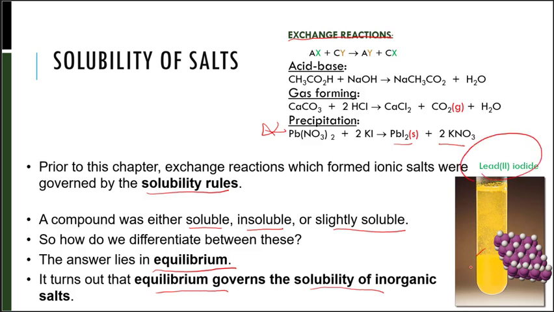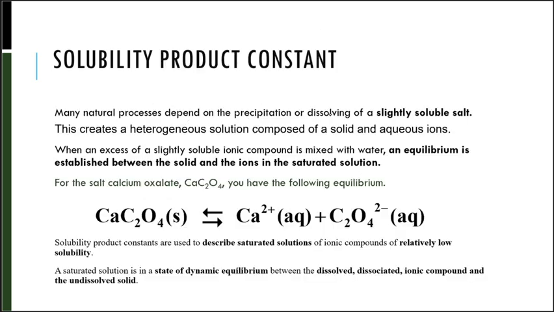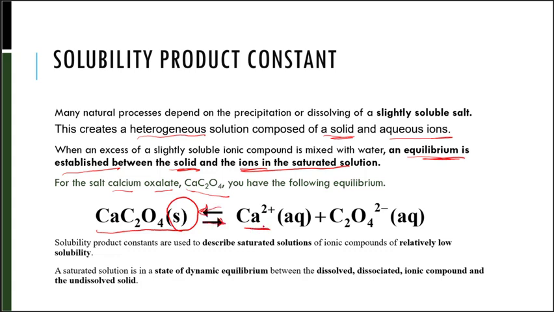It turns out that equilibrium governs the solubility of inorganic salts. Here's an example of lead iodide that is insoluble and it forms a precipitate. Many natural processes depend on the precipitation or the dissolving of a slightly soluble salt. This creates a heterogeneous solution composed of a solid and aqueous ions. When an excess of a slightly soluble ionic compound is mixed with water, an equilibrium is established between the solid and the ions in the saturated solution. Let's look at the salt calcium oxalate, CaC2O4. Here I have my solid salt, and it's in equilibrium with my Ca2+ ions dissolved in solution and the oxalate 2- ions dissolved in solution.